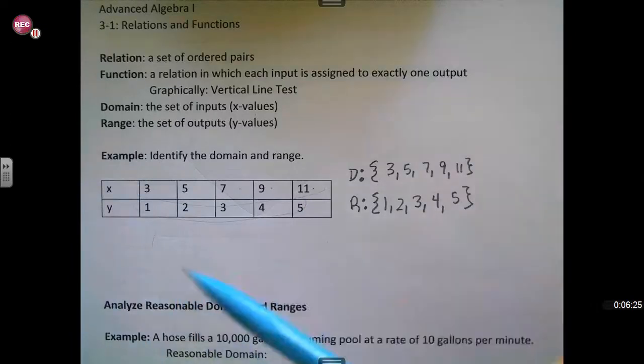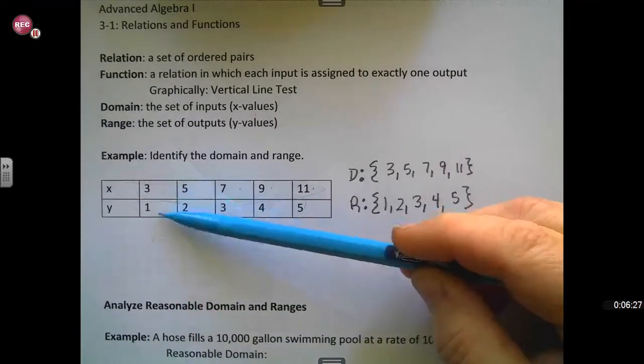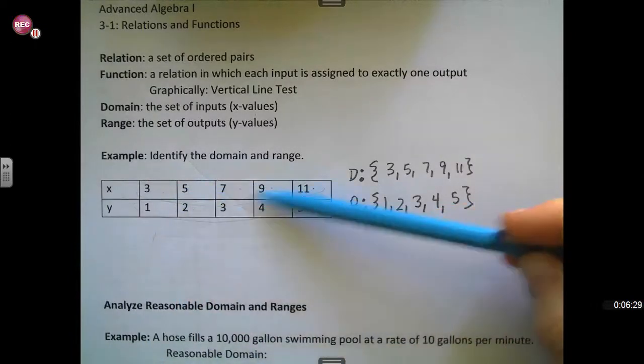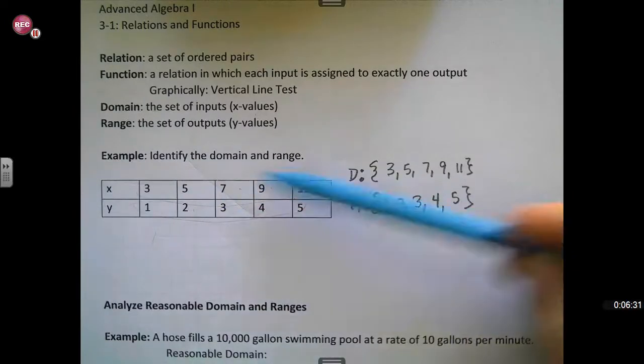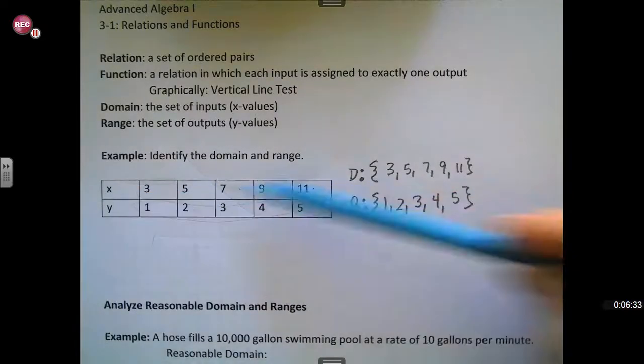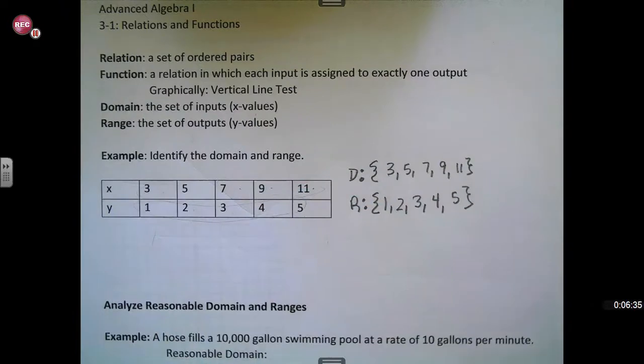And notice that this is a function, that every x value has a y value, and there's no x's repeated up here. Because if they were, that would mean we didn't have a function. Okay.